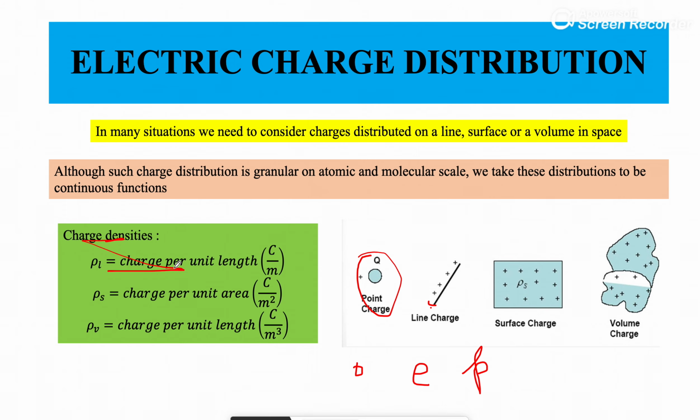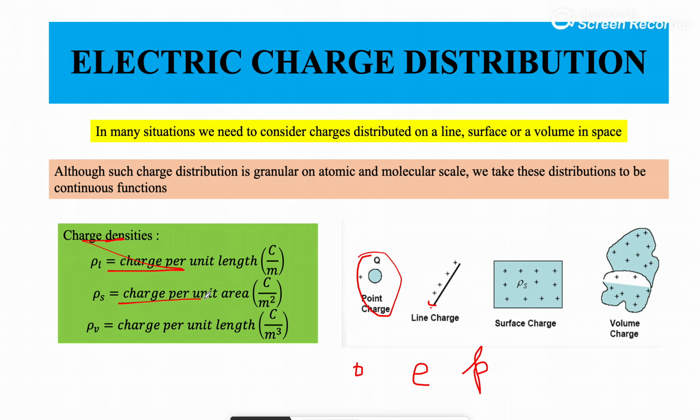So we get the line charge density, given as charge per unit length. We measure this in coulombs per meter. Why coulombs per meter? Because charge is measured in coulombs and length is measured in meters. So the SI unit of line charge density is coulombs per meter.